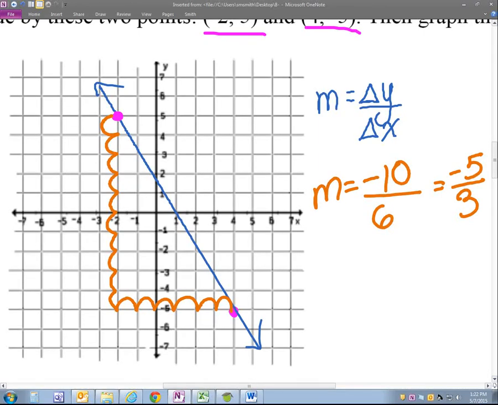Good. Yes, sir? So is the change in y always the numerator? The change in y is always the numerator, and that's why I'm making you guys write it this many times. Yes, sir? Do we put it into a mixed number, or do we keep it in an improper fraction? Who remembers what I said about a minute ago? What is it? Keep it improper. All right.